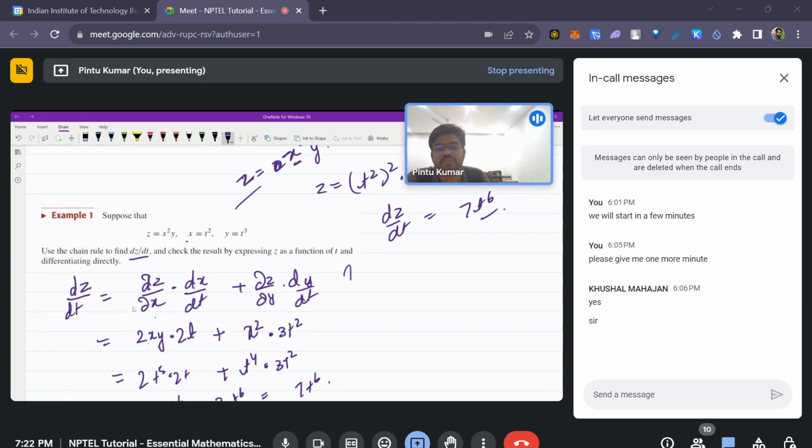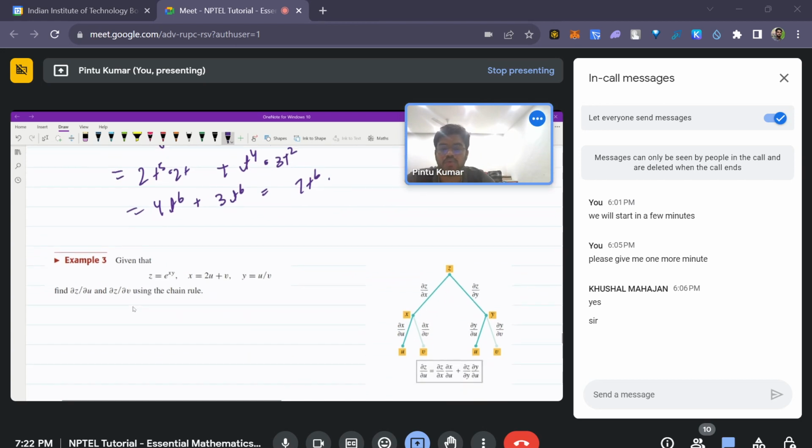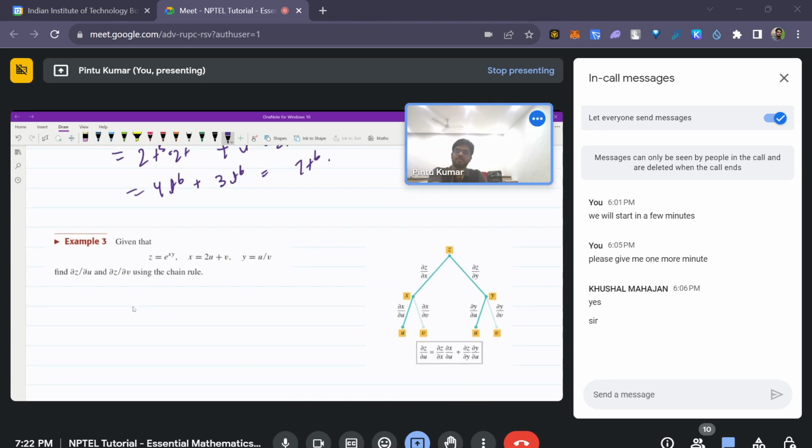Now you will say, why this much calculation when we can directly evaluate? So that becomes useful when your x and y are again functions of more than one variable, that we'll see right now, for example in this particular question. So let's say now your z is a function of x and y, and x is again some function of u and v, and y is also some function of u and v.